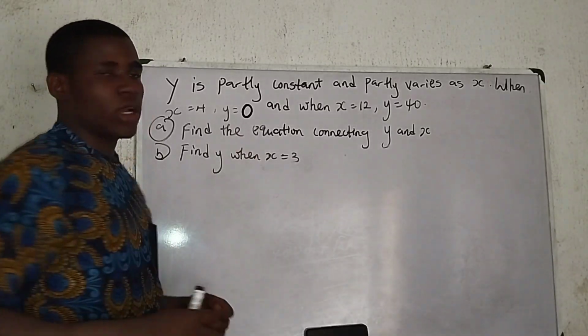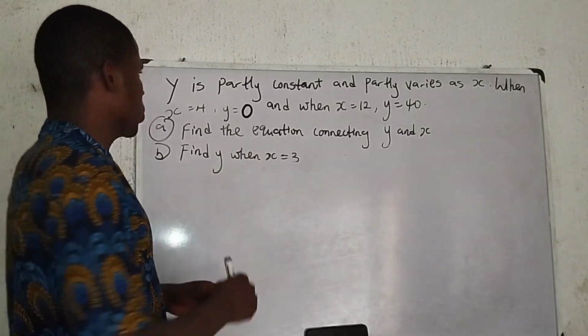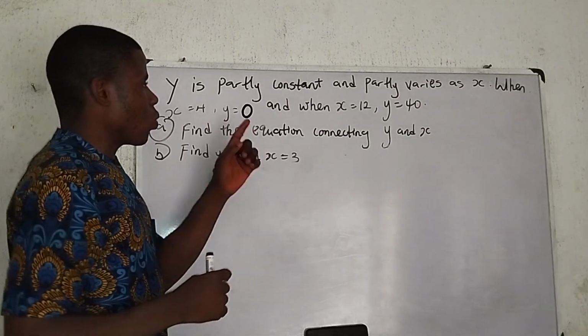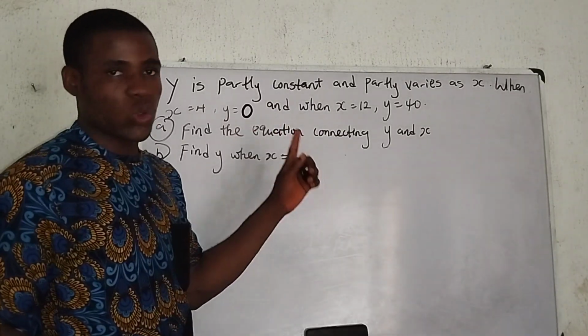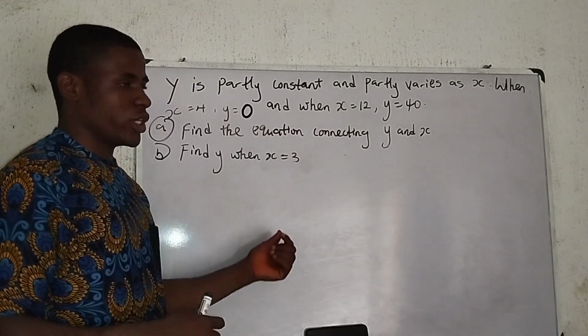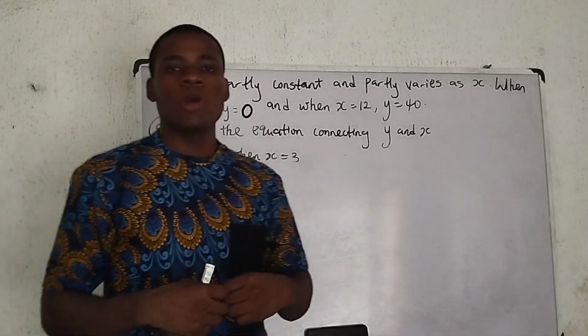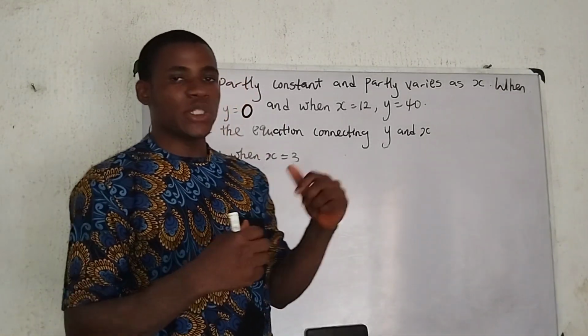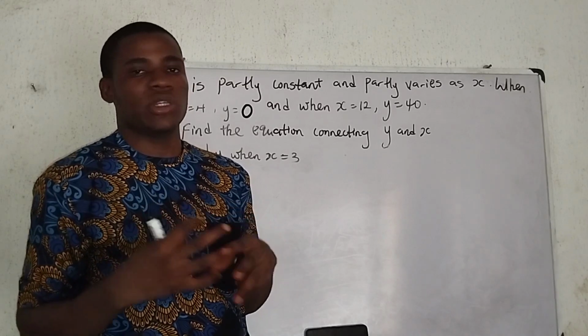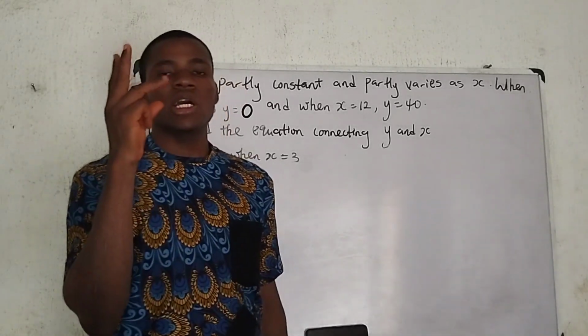I'm having y is partly constant and partly varies as x. So when x is equals 4, y is equals 0, and when x is equals 12, y is equals 40, we ask these questions. So this question is coming from partial variation. Before I solve it, let's try to explain what partial variation is. So in partial variation, we see how many constants?